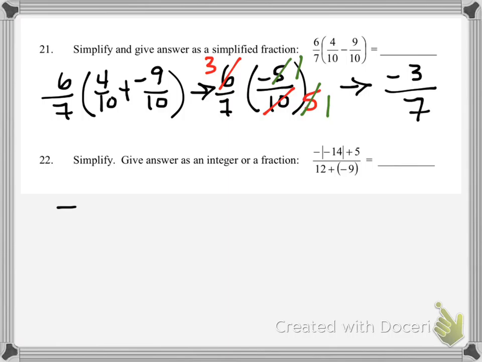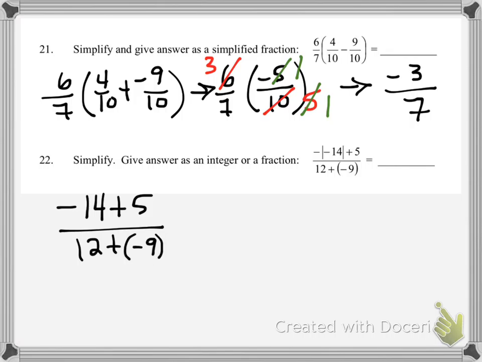Number 22, this is a little bit tricky. The absolute value of negative 14 is 14. But there's a negative in front of that absolute value. So even though the absolute value of negative 14 is going to be a positive 14, that negative out front is going to result in a negative 14. Plus 5 over 12 plus negative 9.